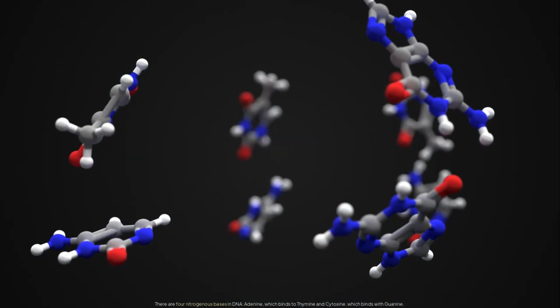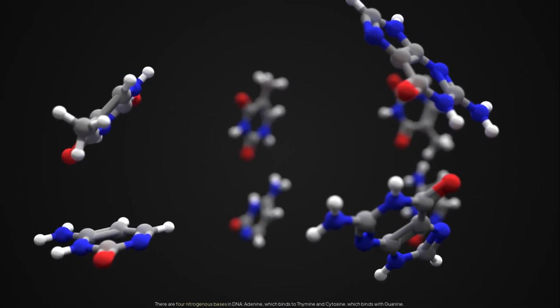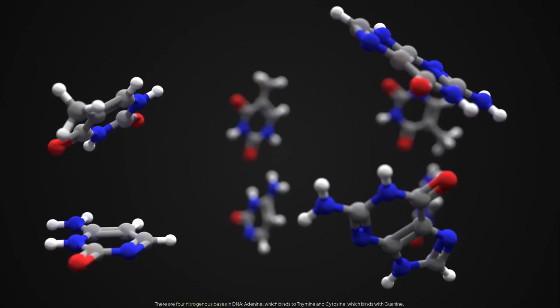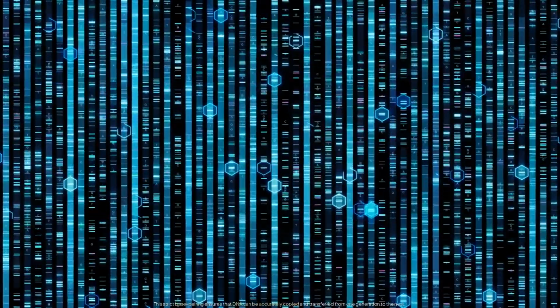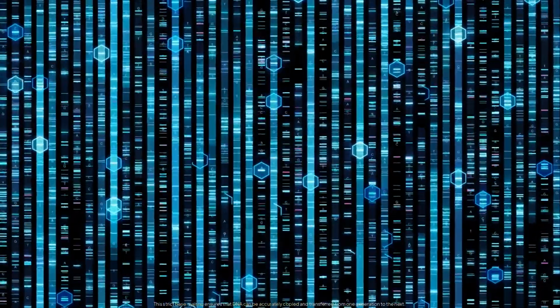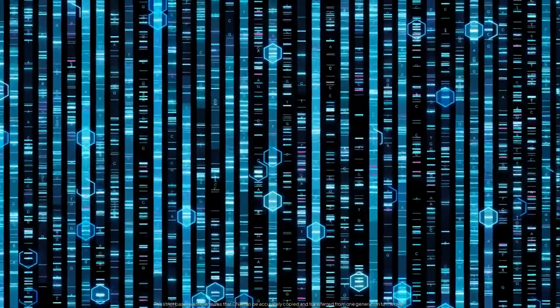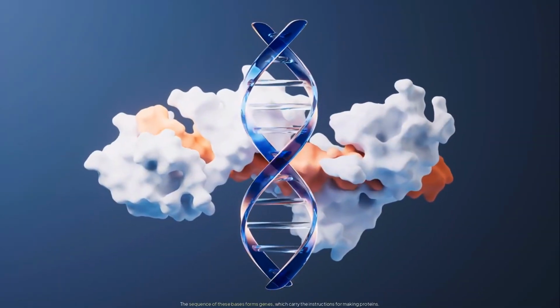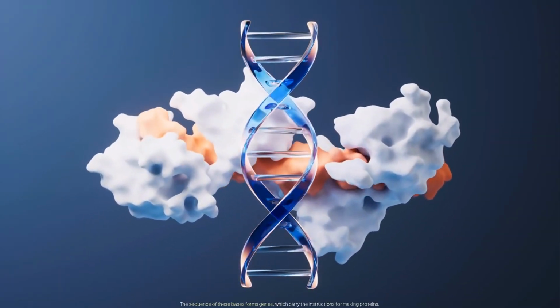There are 4 nitrogenous bases in DNA. Adenine, which binds to thymine, and cytosine, which binds with guanine. This strict base pairing ensures that DNA can be accurately copied and transferred from one generation to the next. The sequence of these bases forms genes, which carry the instructions for making proteins.